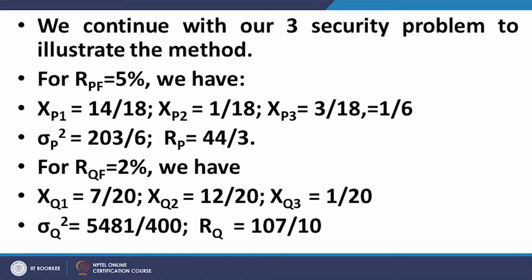So, let us continue with our 3 security problem to illustrate this method. For RF equal to 5%, we had the portfolio P as the point of contact of the tangent from F to the arc of the hyperbola in the plane Z is equal to 1 by 6, and we had this composition: x P1 is equal to 14 by 18, x P2 is equal to 1 by 18, x P3 is equal to 1 by 6. Sigma P is equal to under root 203 by 6 and R P is equal to 44 by 3. This was the situation for the portfolio P, where F P was tangent, corresponding to RF equal to 5%.